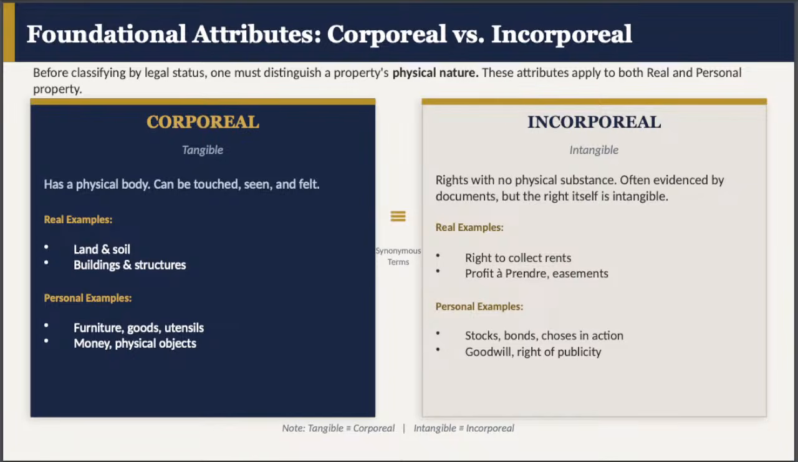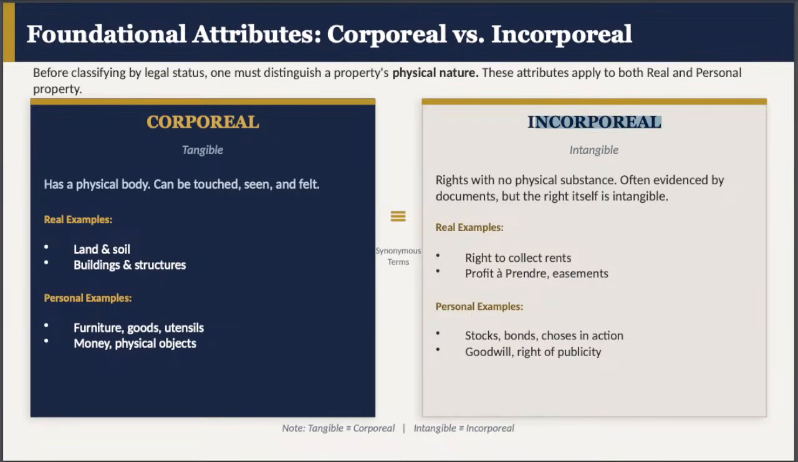So corporeal means literally has a physical body. It can be touched, seen, and felt. Here are some real examples, like land and soil, buildings, and structures. Those are real, you can touch them or see them. And then there are personal examples like furniture, goods, utensils, money, and physical objects. So real and personal are legal terminology. The real examples include soil and land as property, and buildings and structures, which are immovable.